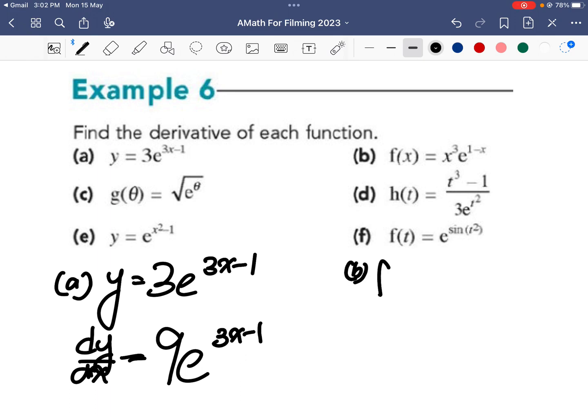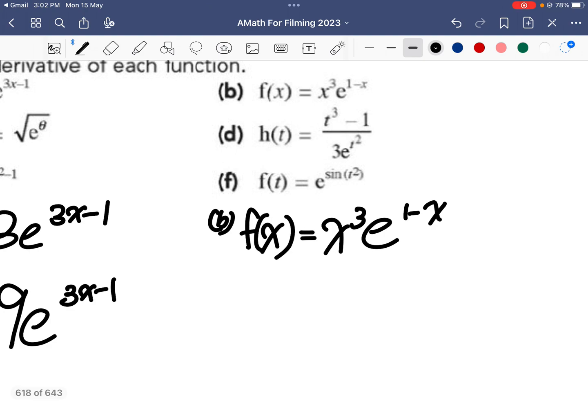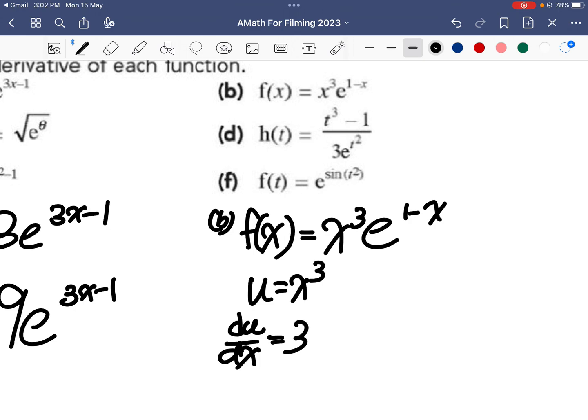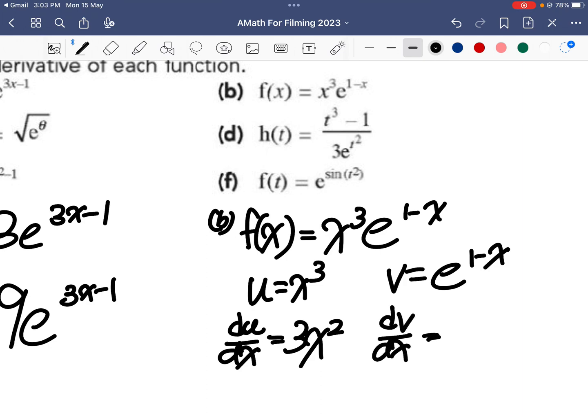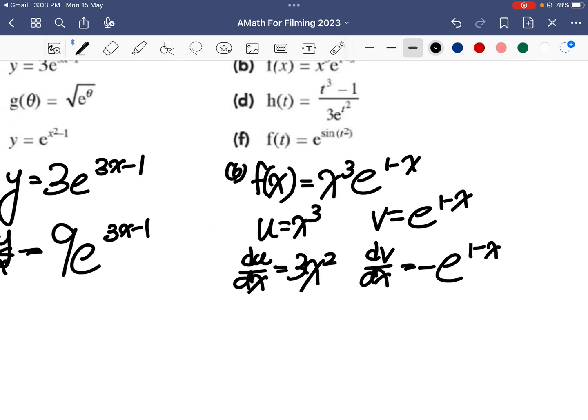Now for part B itself, the function in x is x cubed e to the power of 1 minus x. This is slightly more complicated, but it's just a simple application of the product rule. Hence, if u is equal to x cubed, differentiating u with respect to x is 3x squared. If v is e to the power of 1 minus x, differentiating v with respect to x, 1 minus x differentiated gives you negative 1. So what I have is negative e to the power of 1 minus x.